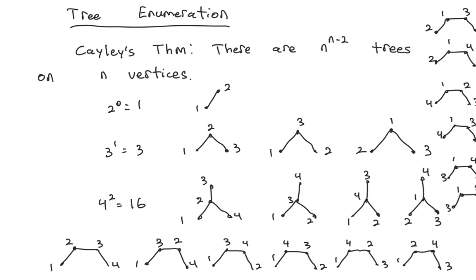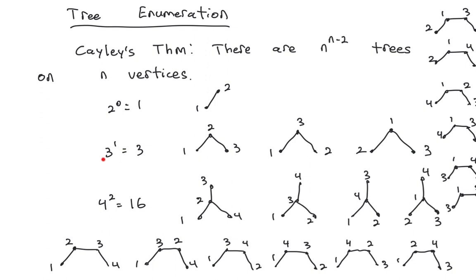Okay, now we're going to discuss tree enumeration. So we're going to count the number of trees there are at n vertices. And according to Cayley, the number of trees is n to the n minus 2. So when n equals 2, this exponent is 0, and you're looking at 2 to the 0, which is also known as 1. Here's the only tree on 2 vertices.